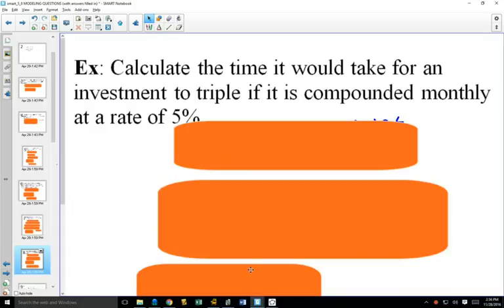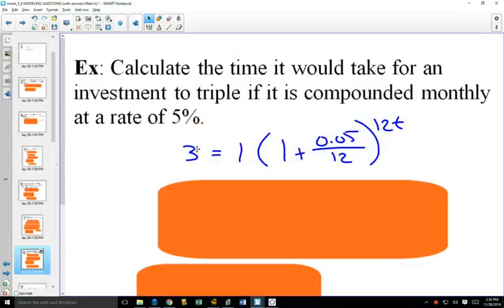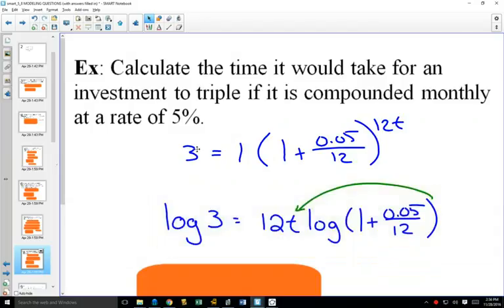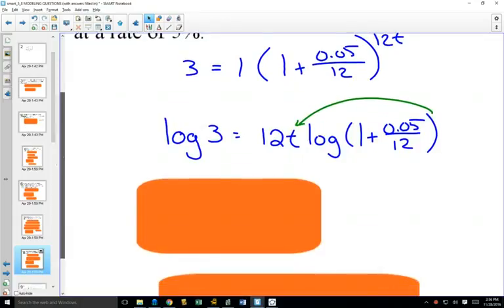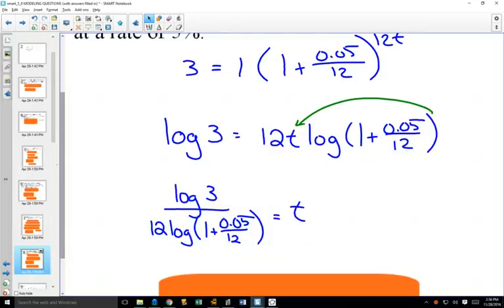So for this one, it doesn't tell you how much, so you could pick any amount to start with. If you picked $1, you could say how long does $1 take? You could pick $10 and 30. Either way, once you simplify it, you're going to get 3 equals. And then when you take the log of both sides, 12 can come out in front. Get t by itself.